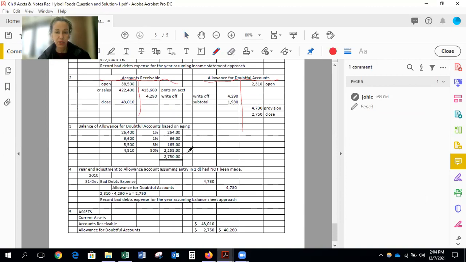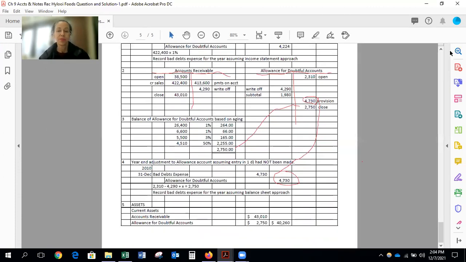So here's the 2,750 right there. And this 4,730 is down here. Okay, so what we had to do was credit this $4,730 to bring this balance up to the uncollectible portion.